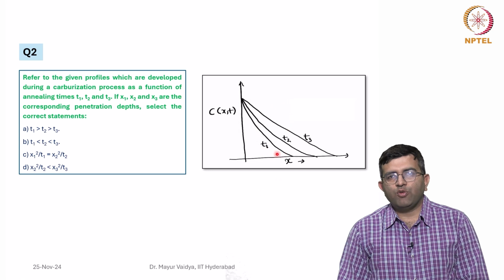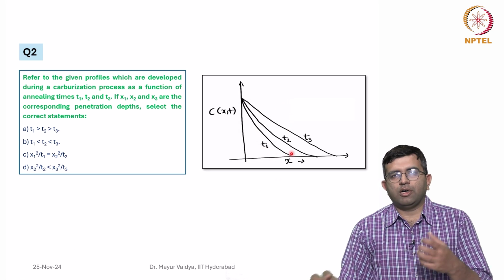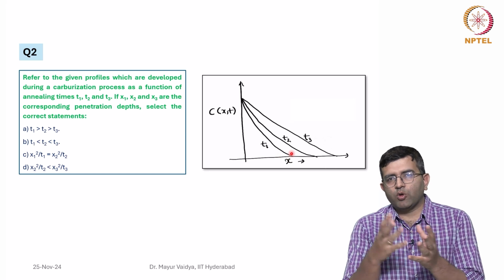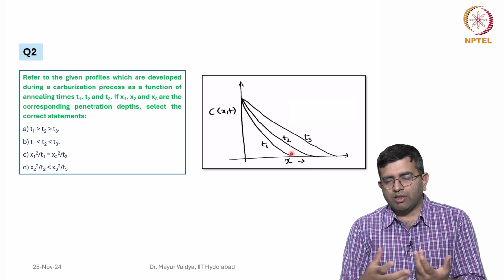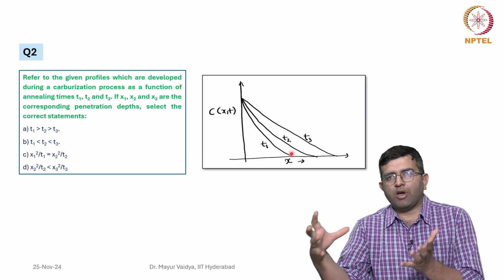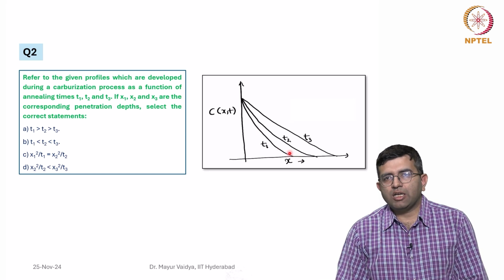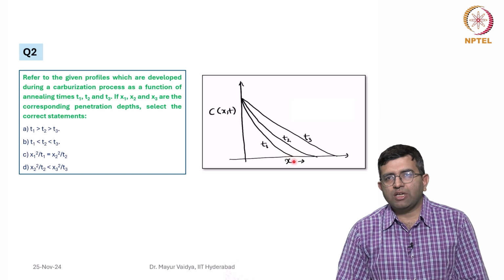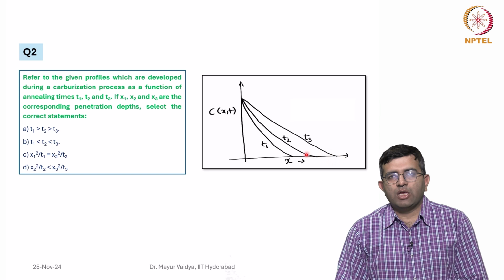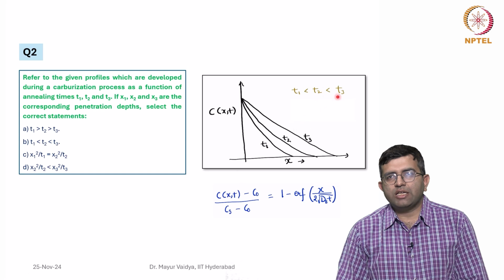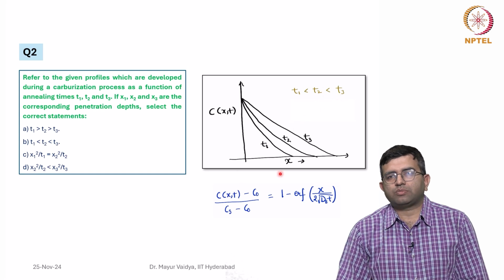Here we know that the higher the penetration depth, the more time is required, or the other way around, if you anneal for more time, you will achieve a higher penetration depth. Therefore from here we can see that the depth in the case of t1 is less, it increases to t2 and then further to t3. So the correct relation in this case is t1 is less than t2 is less than t3.